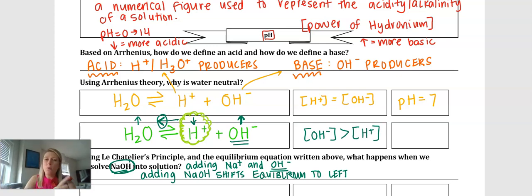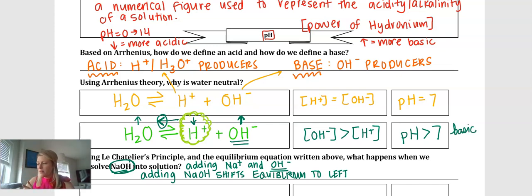okay? Now, what do you think that means about our pH level? If I have more OH, then do you think that this is acidic or do you think that this is basic? Increased amounts of OH with lowered amounts of H plus means that our pH is going to be greater than 7. It is going to be a basic solution.